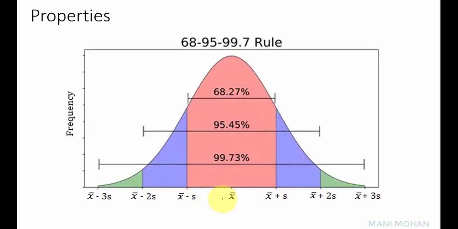Properties of the normal distribution curve. As can be seen from the figure, the area under the curve between the abscissa x bar minus s to x bar plus s is 68.2% of the total area under the curve. That is, the probability of the cube strength of any sample lying between x bar plus or minus s is 0.68. Similarly, other probabilities are shown.